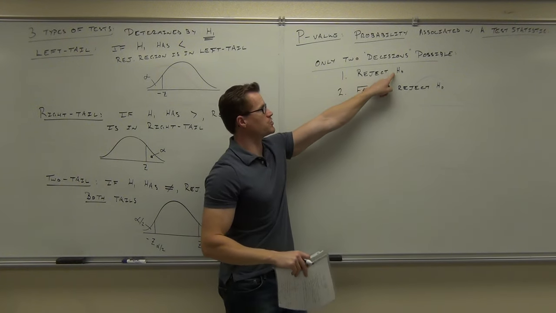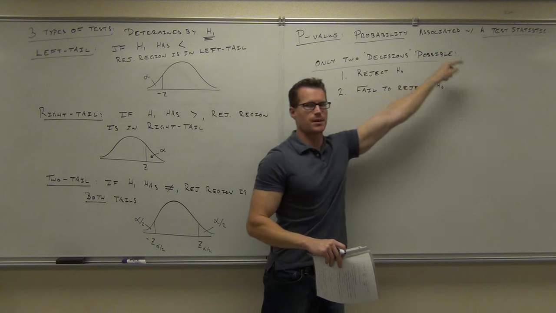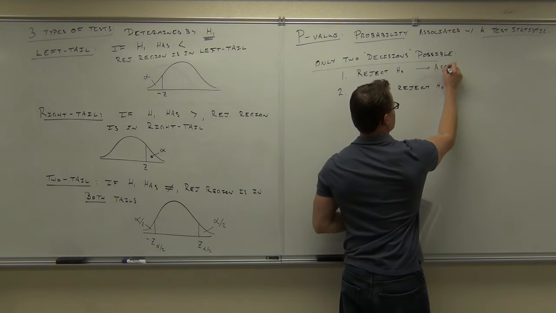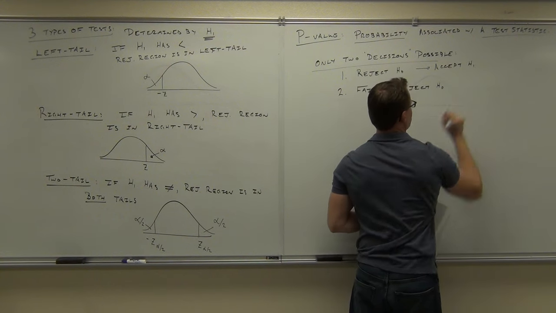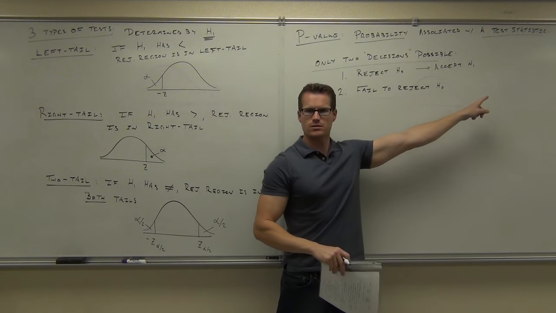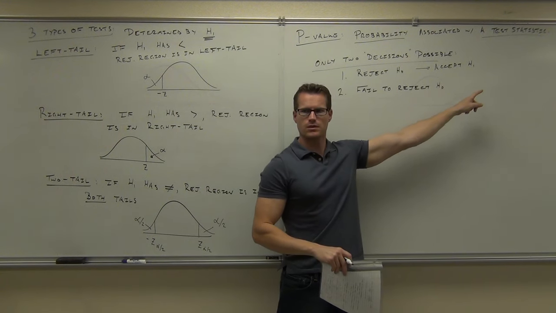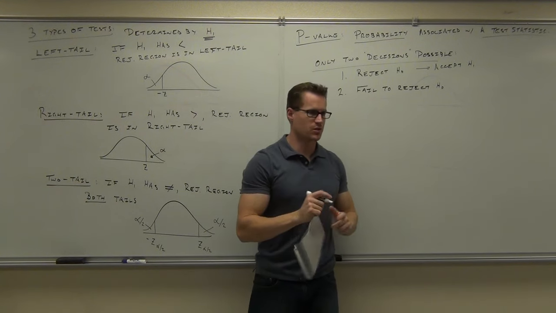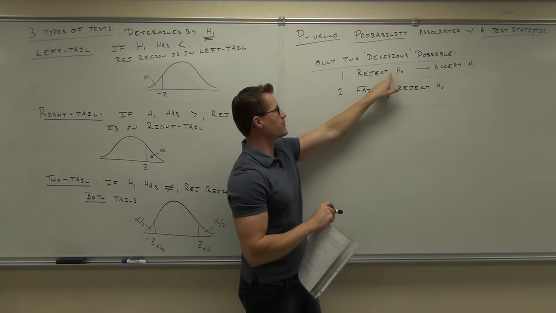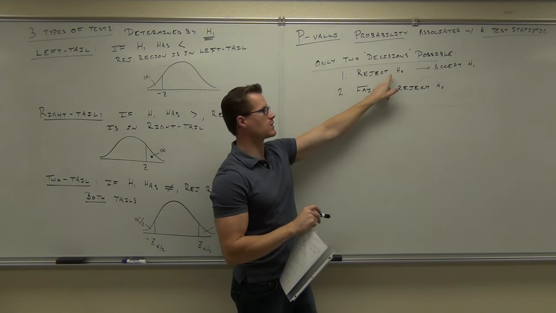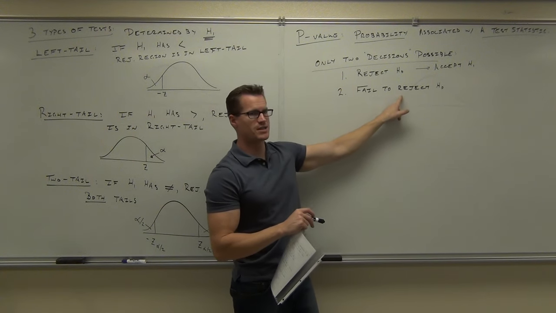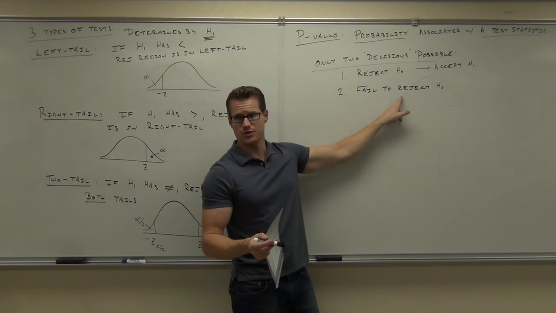In this case, if you reject H sub 0, you accept H sub 1. This one, if you fail to reject H sub 0, can you accept H sub 1 still? Remember, the H sub 0 and the H sub 1 on the board are opposite statements. If you reject H sub 0, it's clearly false, so H sub 1 is clearly true. If you fail to reject H sub 0, it's not necessarily false, but it's definitely not necessarily true.